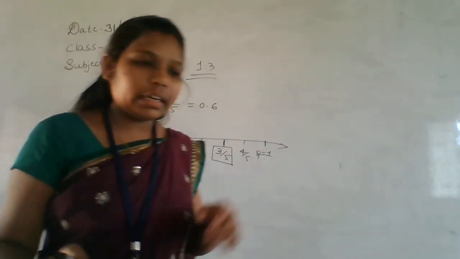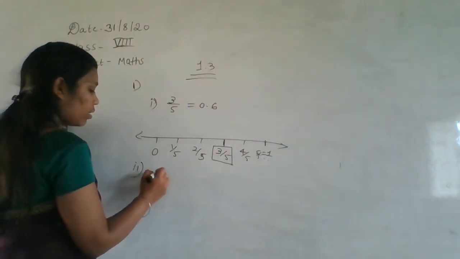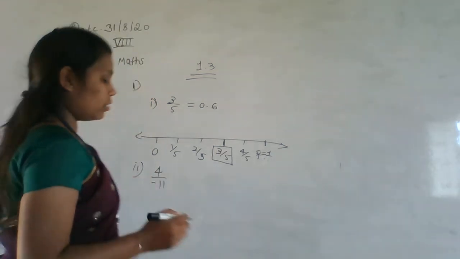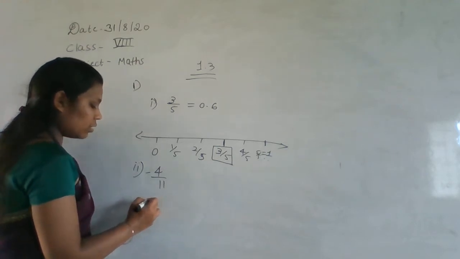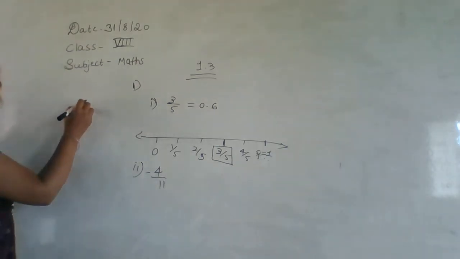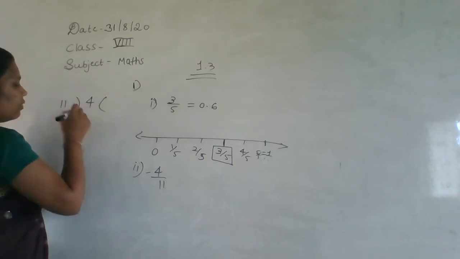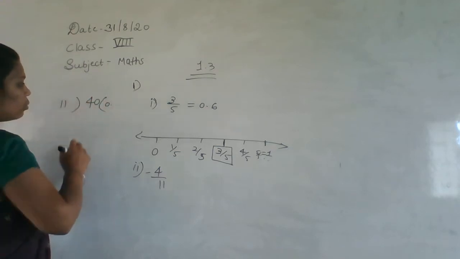Okay, we'll go for the next one, the second one. What is the second problem? 4 by minus 11, right? Yes. So do the division. Here I do the division. Okay. So 4 divided by 11 here. That is, I put a point and give 0.